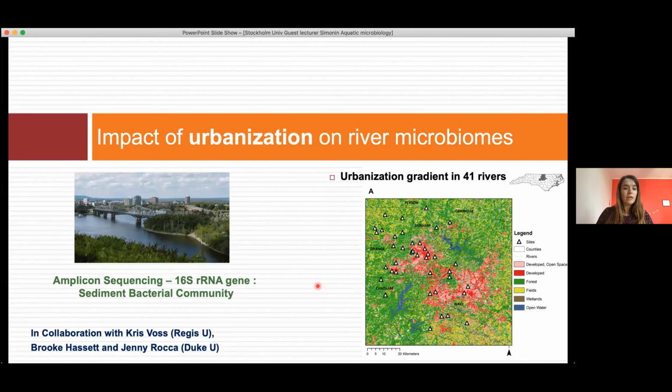So this first case study on the impact of urbanization, the approach we used was amplicon sequencing, targeting the 16S gene. Maybe you've heard of this before, but we aim to characterize the sediment bacterial community using this amplicon sequencing approach. So just on bacteria here. And we took advantage of a large urbanization gradient that exists in North Carolina, close to Duke University, that is really well characterized. So we collected sediment samples from 41 rivers that really cover forested watersheds or reference watersheds to highly urbanized watersheds in the rivers.